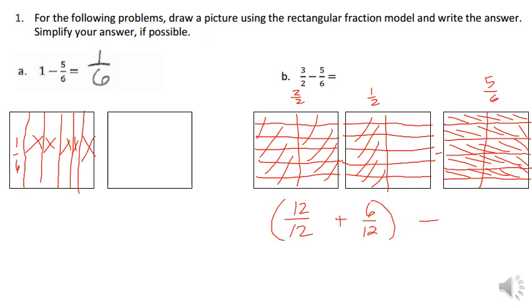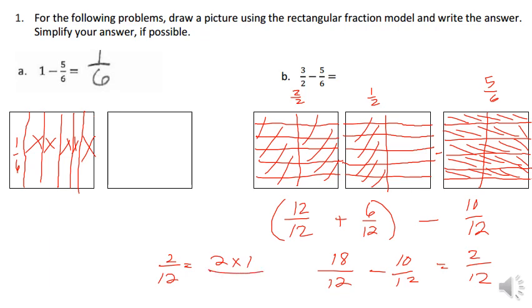And we're going to subtract. Over here, I've got 2, 4, 6, 8, 10 twelfths. When I add these together, I end up with 18 twelfths minus 10 twelfths, which is going to give us 2 twelfths. Now, 2 twelfths, I know I can go 2 times 1 over 2 times 6. So I can take out the common factors, and I know that I have 1/6 in simplest form.